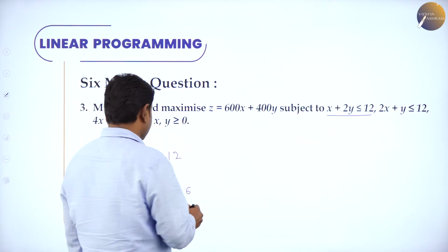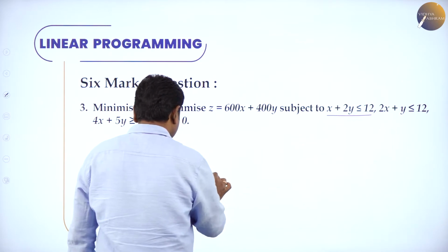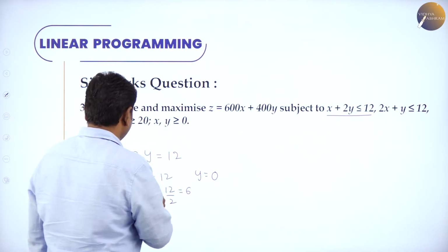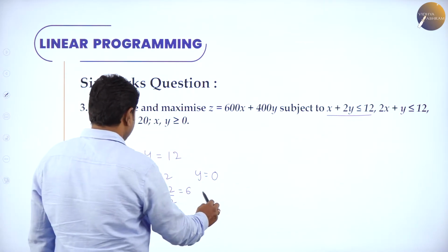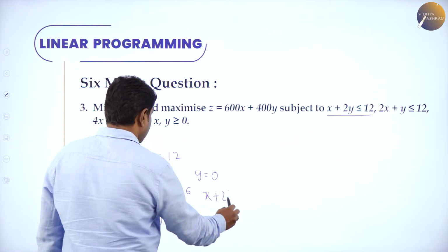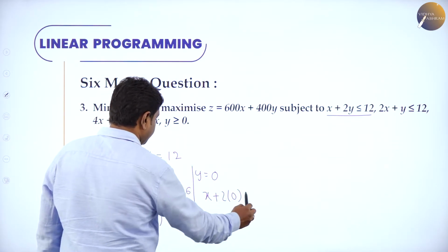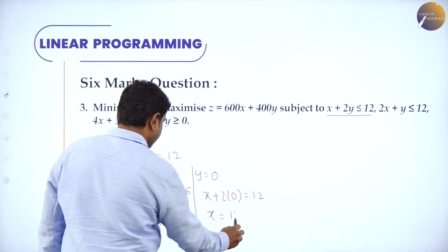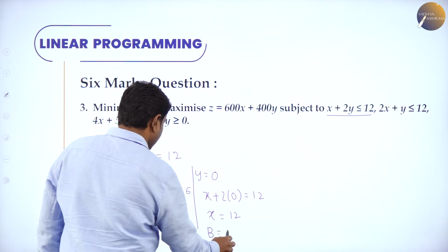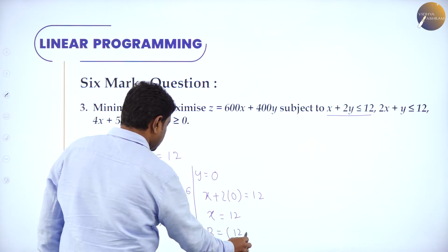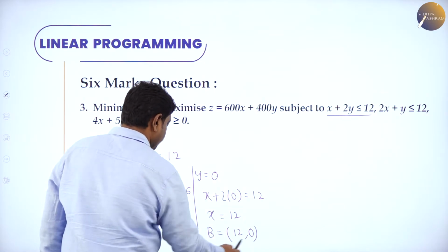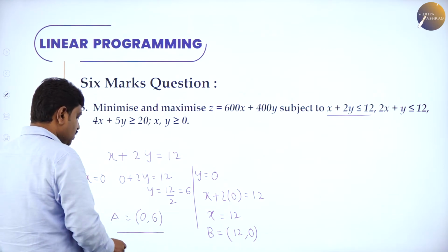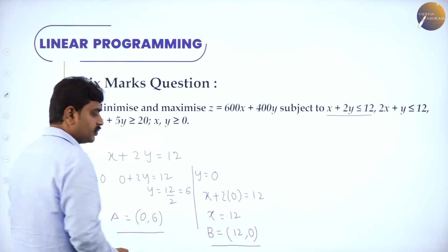Then you take y equal to 0 in the same equation. If you take y value 0, x plus 2 into 0 is equal to 12, so you'll get x equal to 12. Now point B, a point is written as x comma y. x is 12 and y is 0, 12 comma 0. So now you got 2 points. One is 0, 6, the other one is 12, 0.